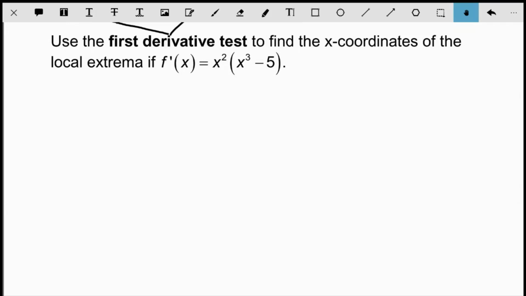Okay, so what I want you to do is try the same thing on this next one. Use the first derivative test to find the x-coordinates of the local extrema given this derivative. Now, the derivative is already there, so you don't even know what the function is, but you do know the derivative. So take a second and analyze that and figure out max min points from that.